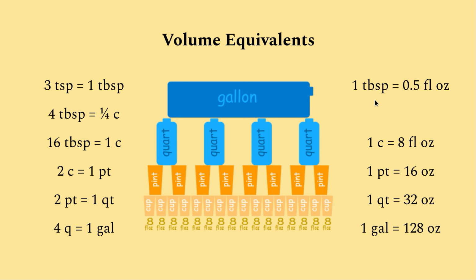Also good to know, when measuring liquids, a tablespoon is about a half fluid ounce. And also measuring liquids, 1 cup is 8 fluid ounces, 1 pint is 16 fluid ounces, 1 quart is 32 fluid ounces, and 1 gallon is 128 fluid ounces. So keep that in mind, the difference between ounce and fluid ounces. We're going to get back to that in a bit.